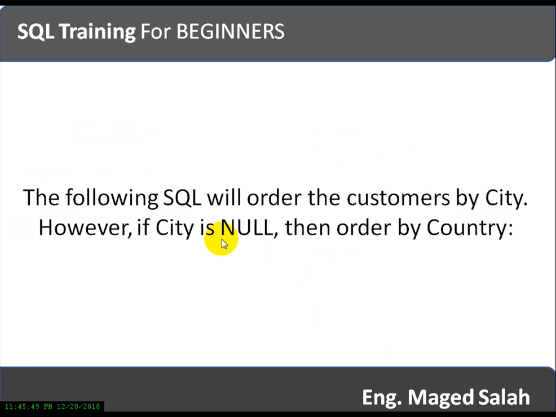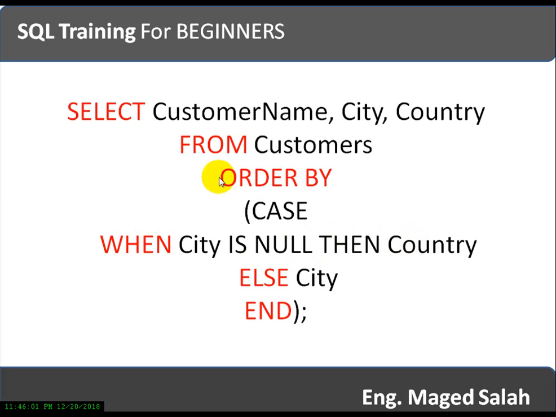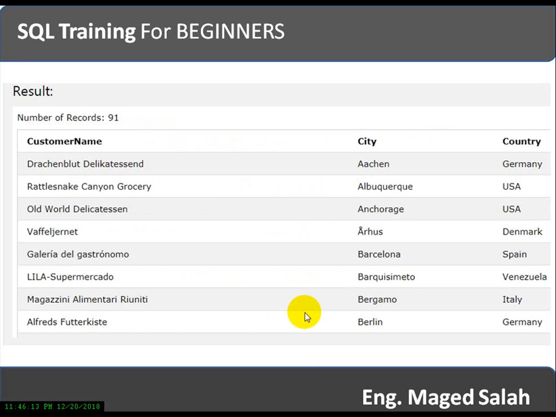The following SQL will order the customers by city. However, if city is NULL, then order by country. SELECT CustomerName, City, Country FROM Customers ORDER BY CASE WHEN City IS NULL THEN Country ELSE City END. Number of records: 91.